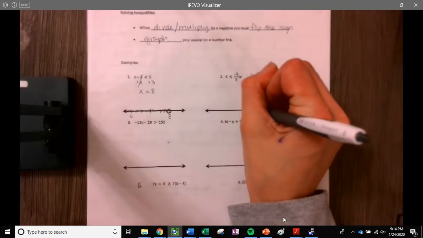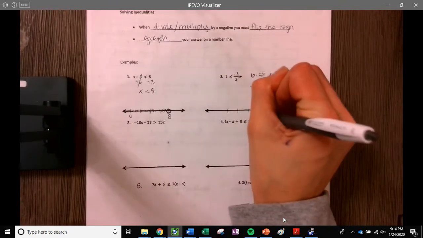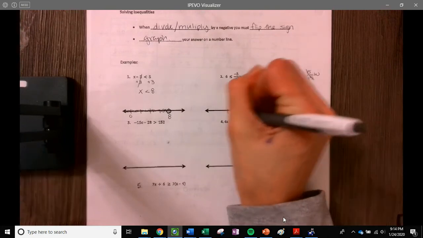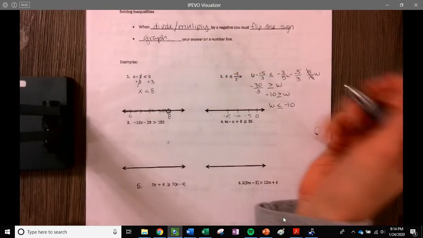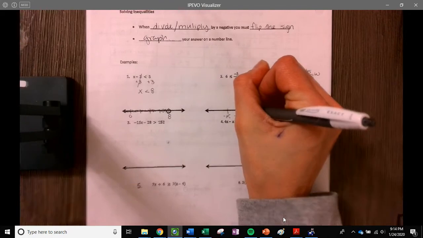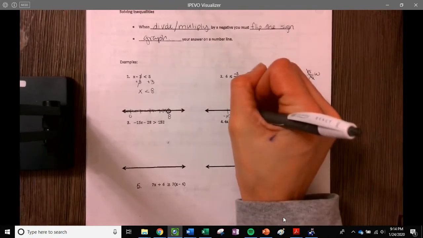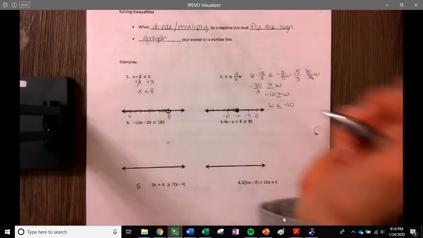So I'm going to say these go by 5. Less than or equal to gives me a closed circle. And I'm going to go down that way.